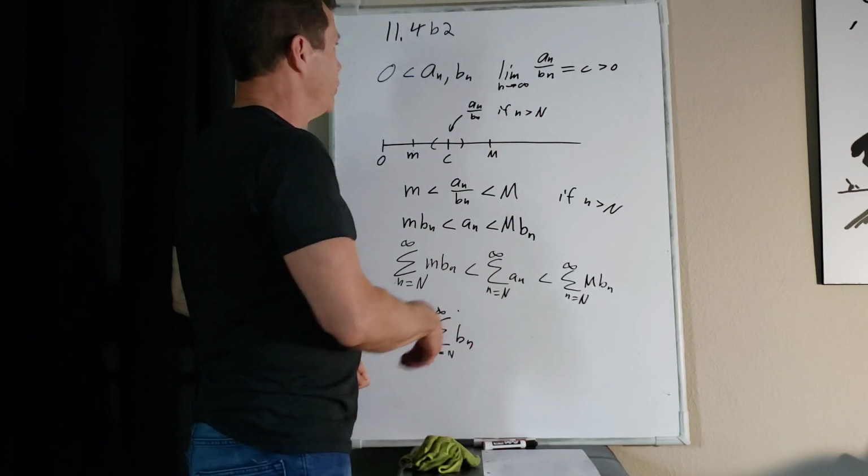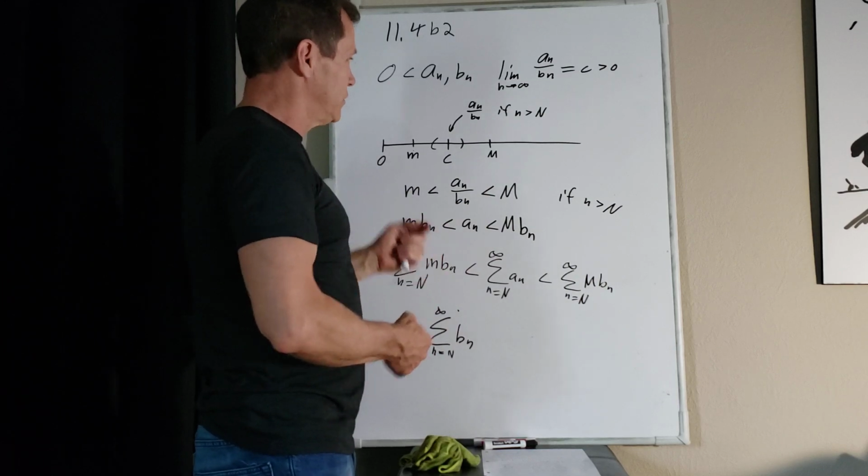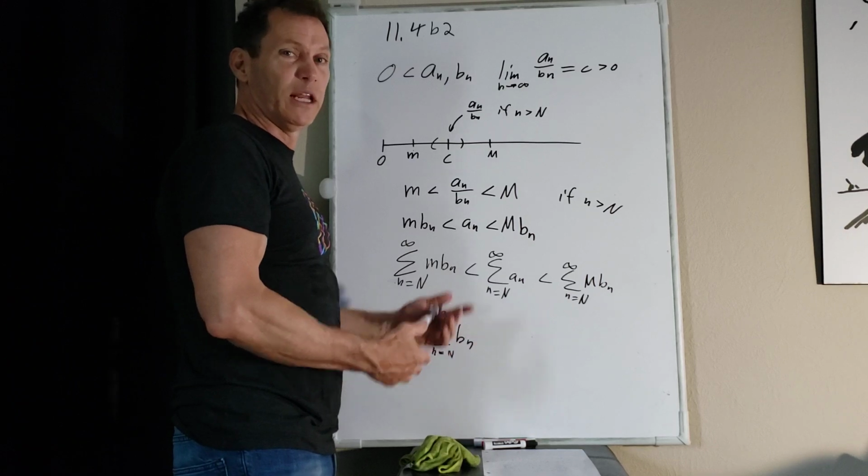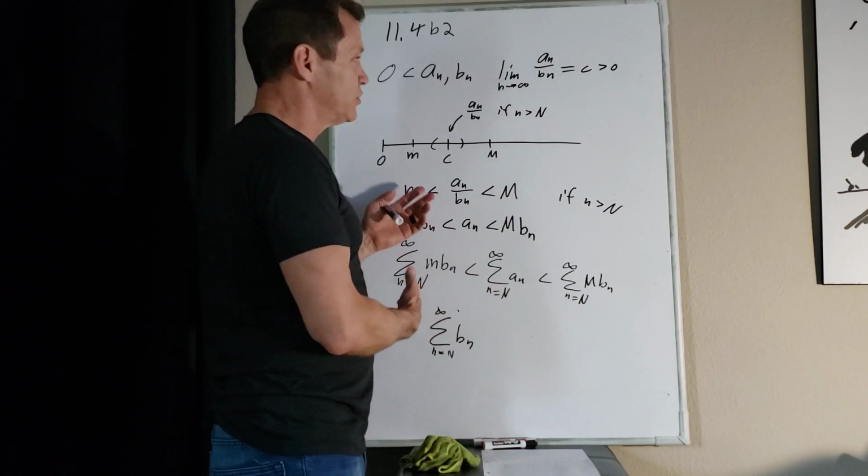Okay, if that's true, then whatever the series a_n does, the series b_n has to do the same thing. And again, just like the limit test, you have to know something about one of them.